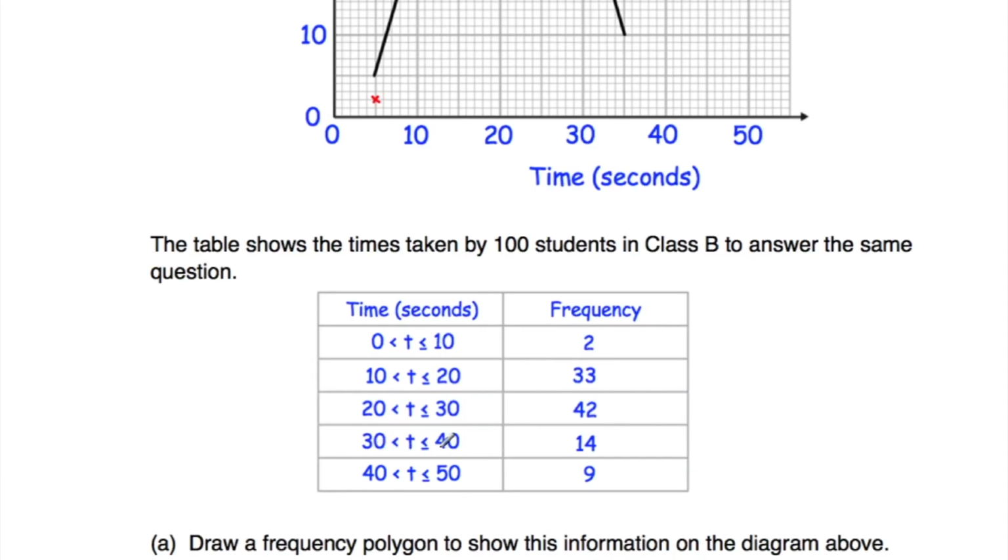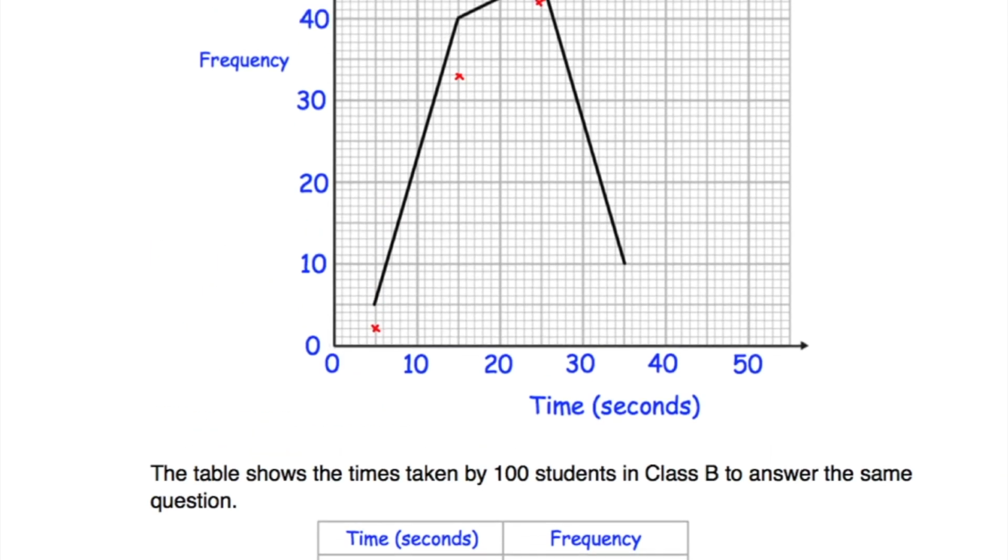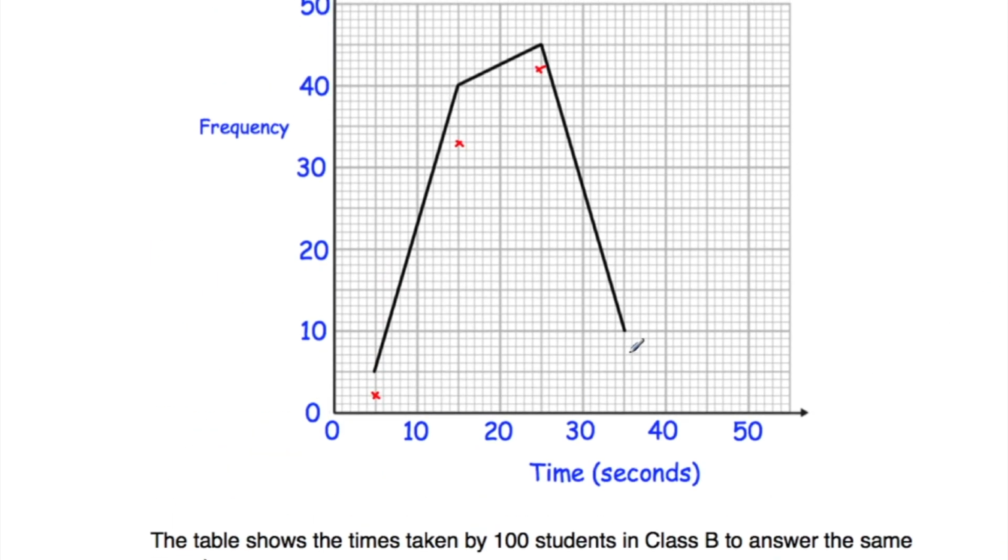Next, we've got between 30 and 40 seconds. So we're going to plot it at 35 and we're going to go up to 14. So we're going to go to 35 and up to 14. So 10, 15, so down 1, 14.